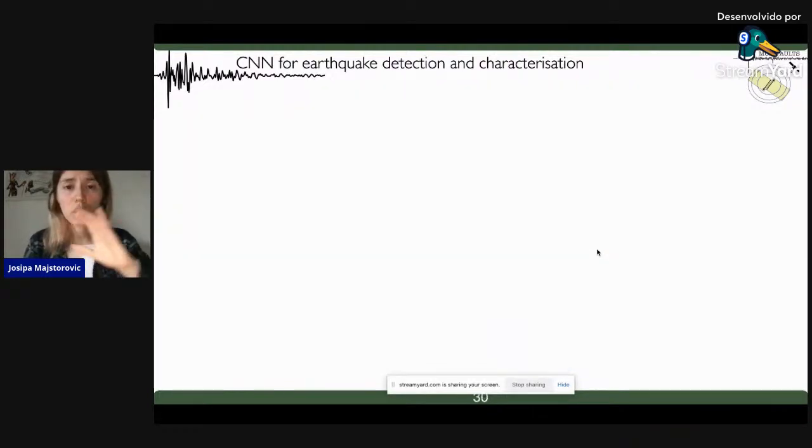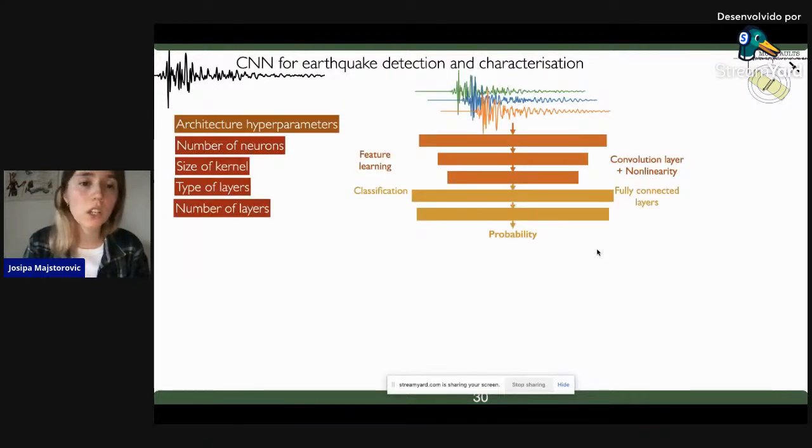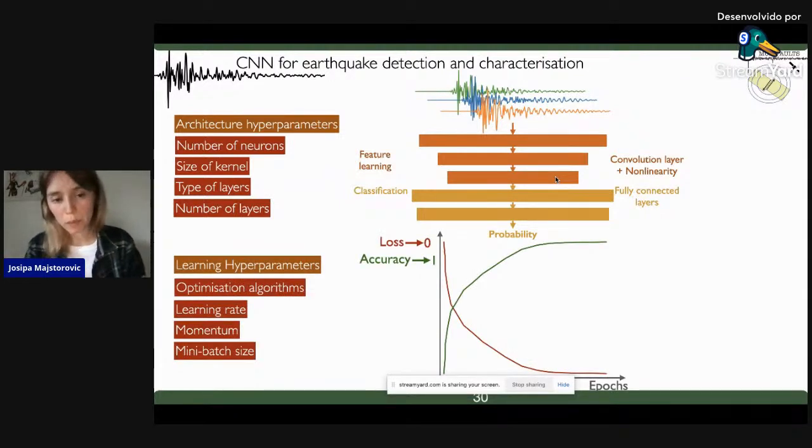I'm not going to go too much into details of this process, but I'm just going to mention that the training and validation depend on a lot of hyperparameters. One group is associated with the parameters of your architecture. For example, just to give you a flavor, how many neurons you want in your architecture, how many layers, what type of layers, and so on and so forth. And there is a second group of hyperparameters, which are associated with the learning process, for example, the learning rate.